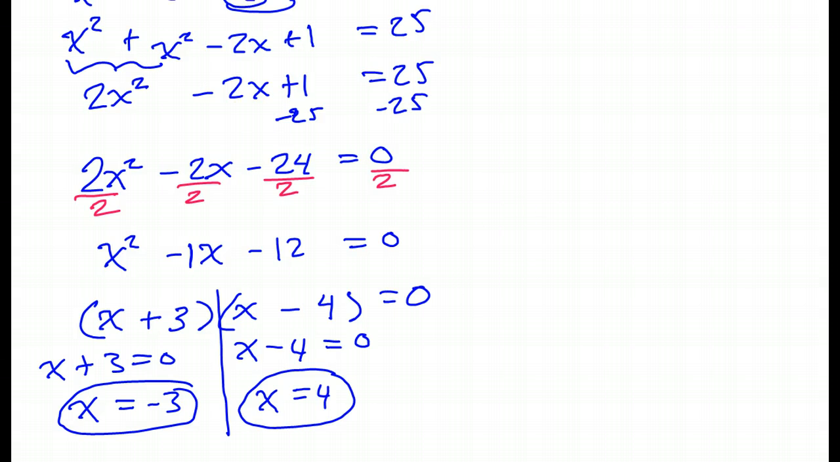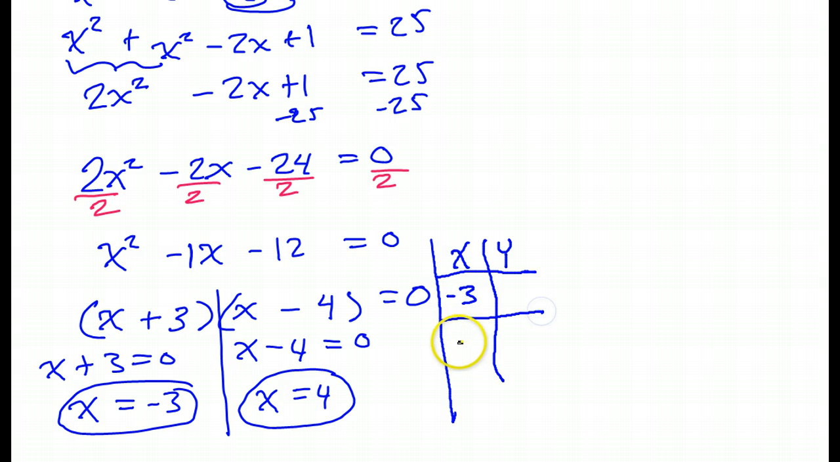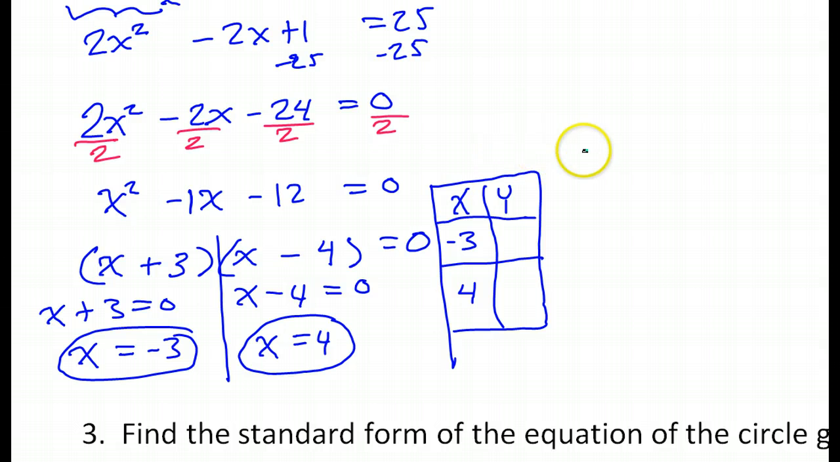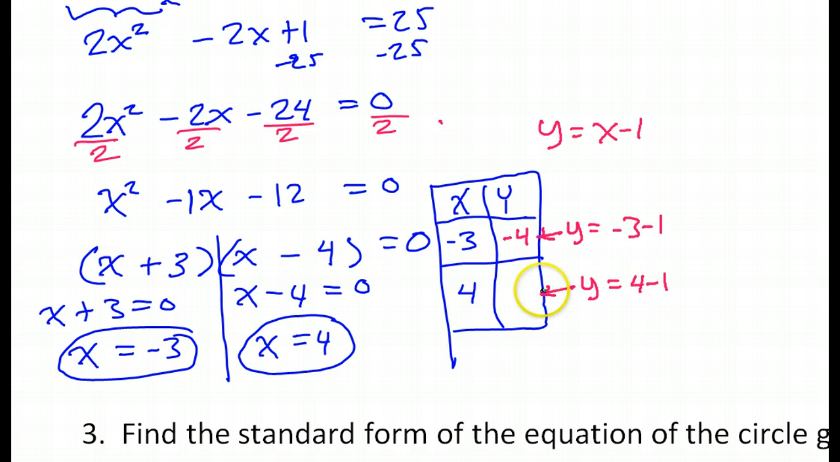So I like to set it up as a t-chart. X's and y's. So we have x values of -3 and 4. Okay, and we need to find the y values that go with them. Well, we have a y machine right here. Okay, y equals x minus 1. So I'm just going to bring that down. So remember that y equals x minus 1. So right here, that means y is equal to -3 minus 1. That's -4. Right here, this means y is equal to 4 minus 1, which is 3.